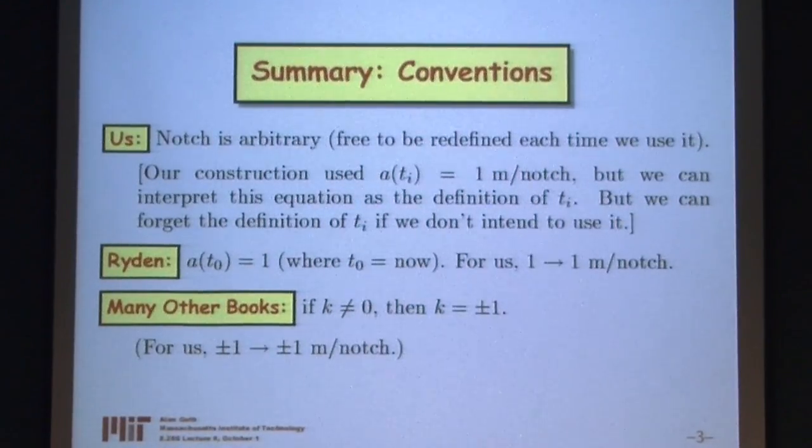So that allows us the freedom to define it in any particular problem in any way that we want. Many other books take advantage of the fact that this quantity k has units of inverse notch squared, even though they don't say that. But that means that you can rescale the co-moving coordinate system to make k equal to whatever value you want. So in many books, k is always equal to plus or minus 1 if it's non-zero. The co-moving coordinate system is just rescaled. We would view it as a rescaling of the notch to make k have magnitude 1.